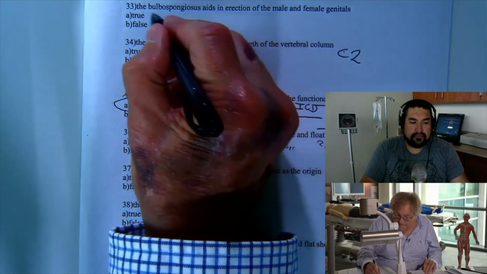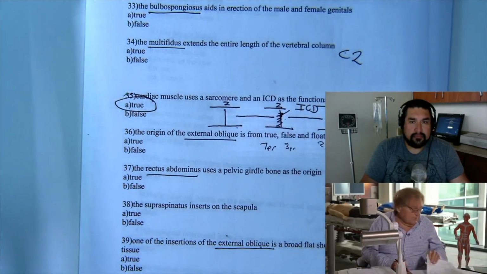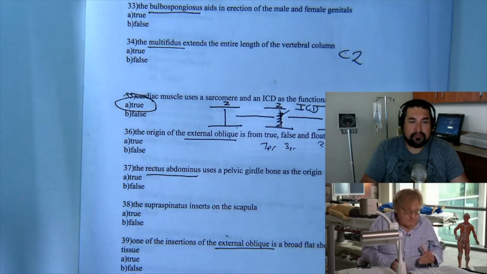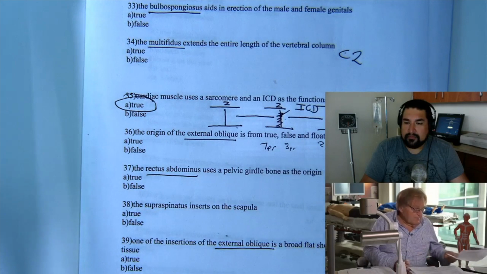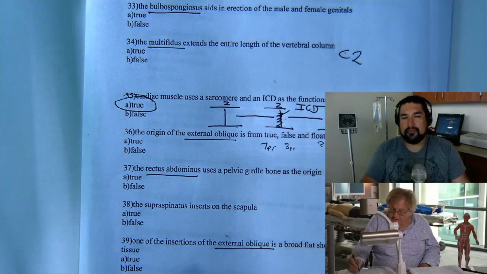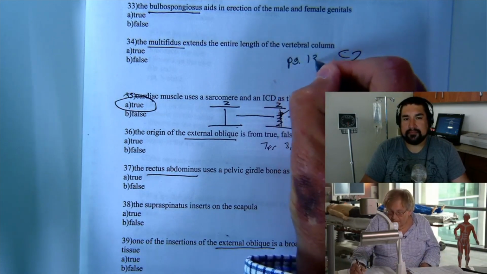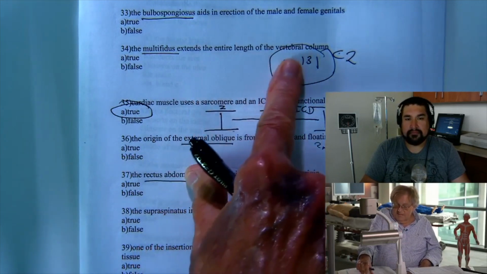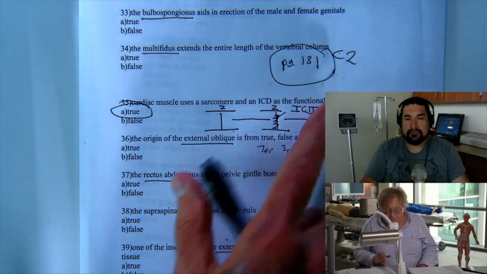Same thing here, bulbospongiosus. Take a look at the bulbospongiosus. Make sure you understand something about it. All you have to do is take a look at that diagram. That diagram tells you so much information, and you really need to understand that. Just go to page 131 of the textbook, and you'll see the answer to where this multifidus extends, everywhere going down from C2 down. Real significant muscle.